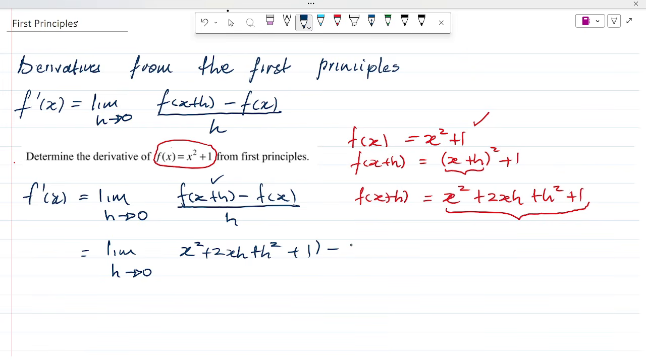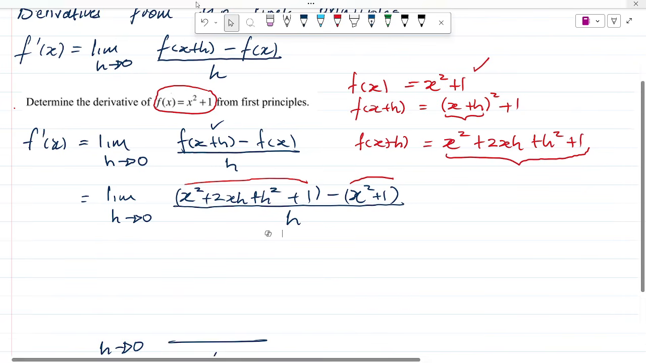We need to subtract what? x squared plus 1. This one is f at x plus h, and then this one is f at x. Remember, you need to divide by h.